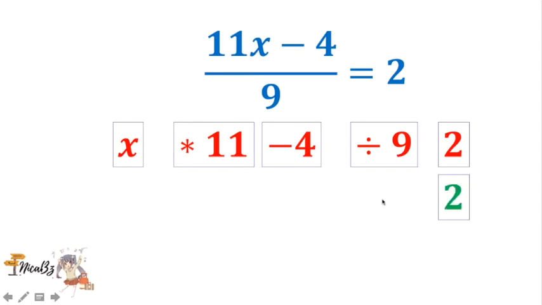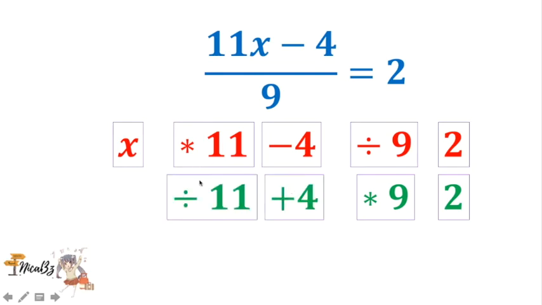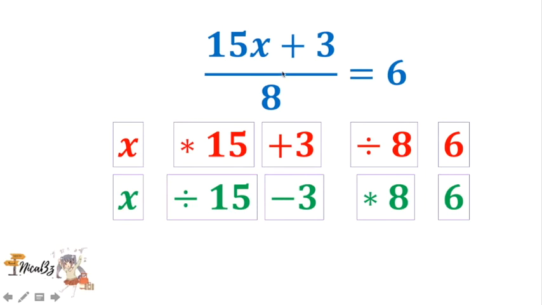We start with 2. Instead of dividing, we multiply. Instead of subtracting, we add. Instead of multiplying, this time we will divide so we can get an x. Ready? Let's do it. 2 times 9 is 18, plus 4 is 22, divided by 11, that should be x equals 2. So that's the answer. Easy, right? Right, let's have another example.